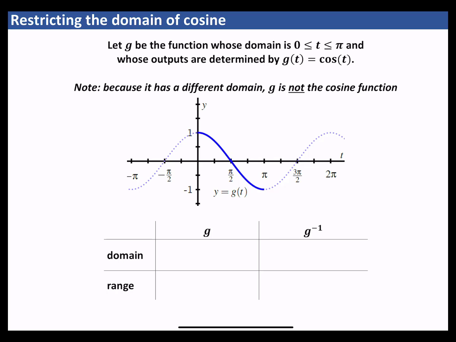We see in this graph that the cosine function is the dotted graph and g of t is only the solid piece of the graph. Note well, because it has a different domain, g is not the cosine function.